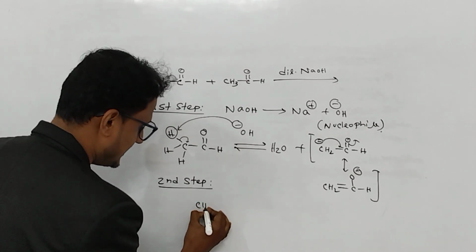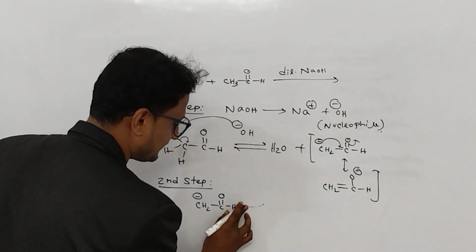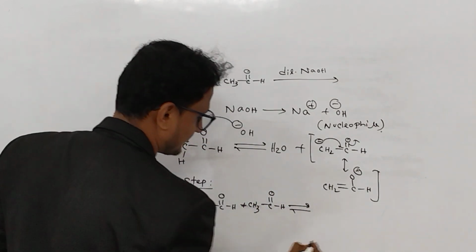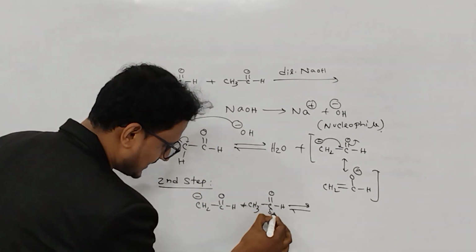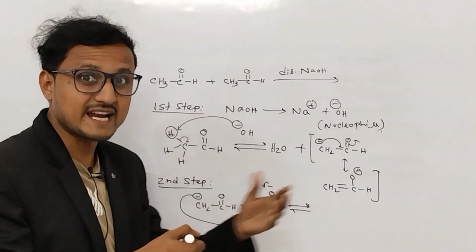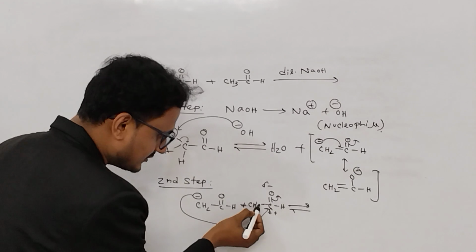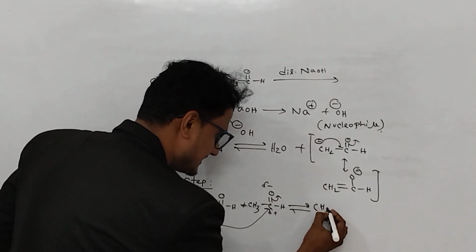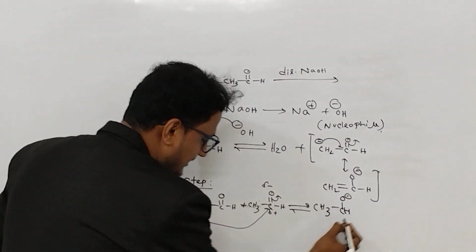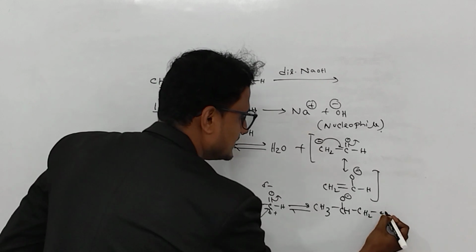So in this second step, CH2 minus C double bond OH will attack the carbonyl carbon of the second aldehyde, and this is also a reversible reaction. This is delta plus, this is delta minus. We know that negative charge is always attracted towards the positive charge, so this will happen. Now what will we write? We'll write starting with this CH3 CO minus. Then this hydroxyl is attached with this. Now this entire compound here, you can connect with this CH2 C double bond H.